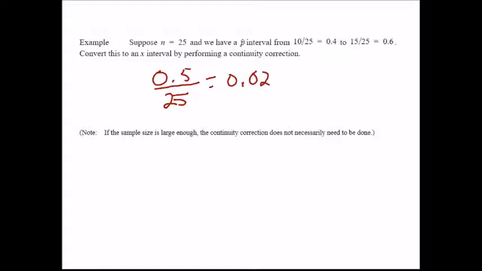Now what we're going to do is subtract that from the left endpoint that we're interested in, which is 0.4, and then add it to the right endpoint, which is 0.6. So to convert this into an x interval, we're going to say that it's from 0.38 to 0.62. I'm going to be doing the continuity correction coming up. So that's how you perform that calculation.